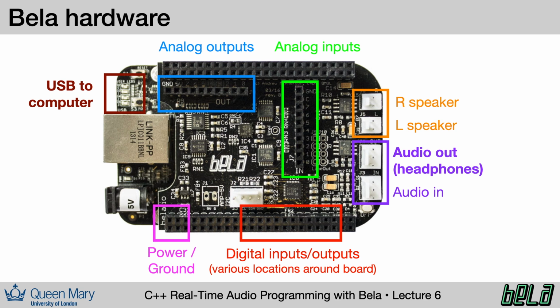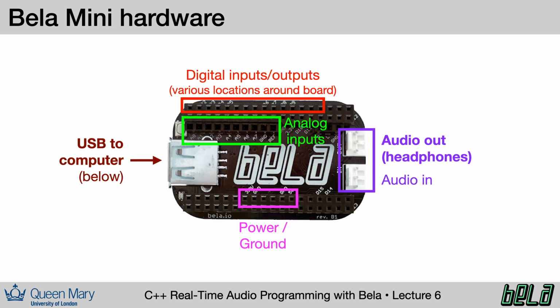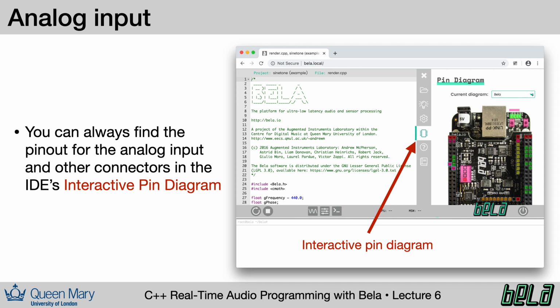Here's a brief overview of the Bela hardware, which we first saw in Lecture 0. In addition to the audio output, which we've been using, we'll also be working with the analog inputs and analog outputs on the Bela board, so take a note of where those are located. On the Bela Mini, we have most of the same capabilities. We don't have the analog outputs, however we do have the inputs, which are located in a slightly different place. At any time, you can always find the pinout for the analog and digital pins by going to the interactive pin diagram in the Bela IDE. Just mouse over each of the pins and it'll tell you its function.